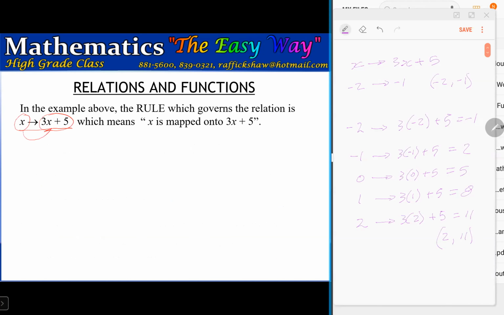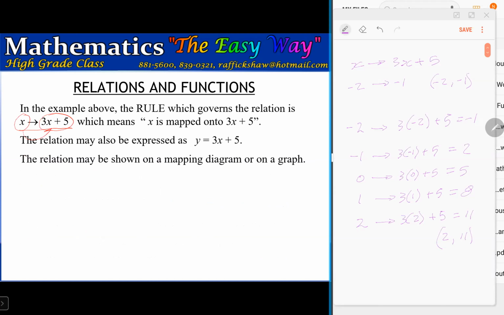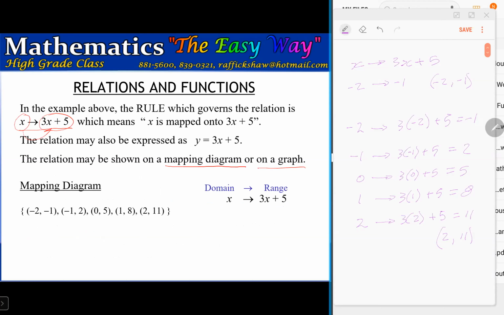All right, so moving back to this one now, that's a relation. I'm saying it can be shown on what you call a mapping diagram, or it can be shown on a graph. So if we're going to show this set of ordered pairs on a mapping diagram, you basically draw two sets like that. Well, x maps onto 3x plus 5, that's the relation.